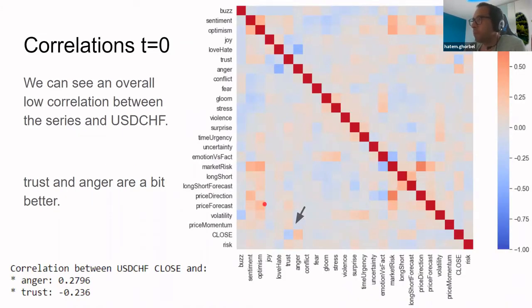Here is a general table of correlation. We made the correlation at T0 just to have an idea, and here again we found that the features most correlated with the closing price are trust and anger.